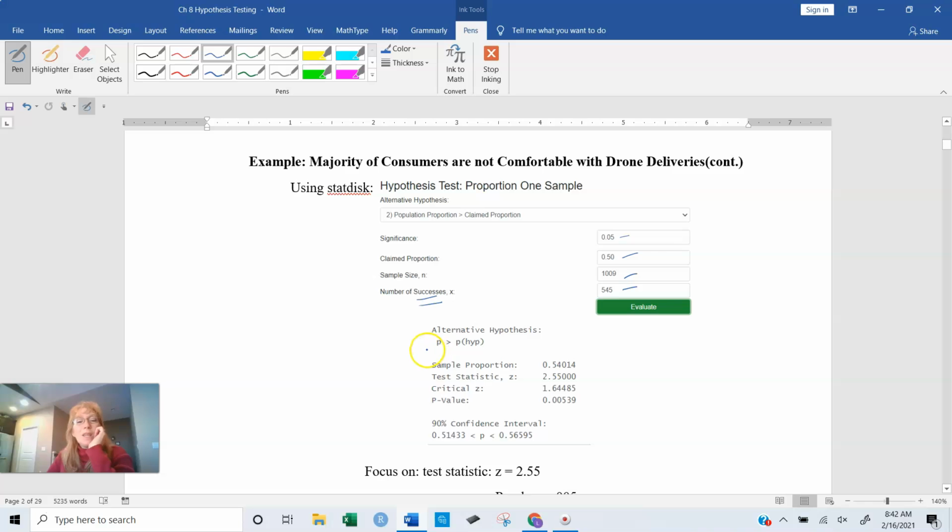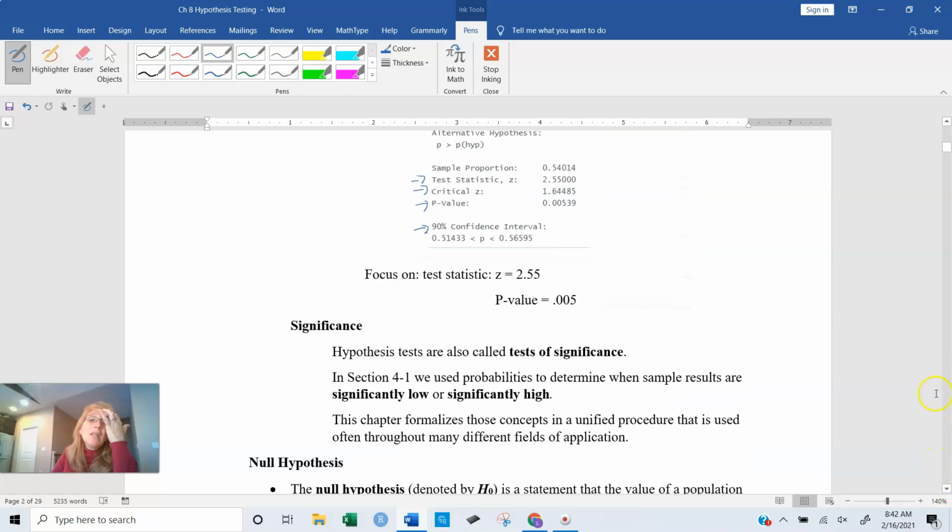Okay, now when we type this in, we'll get a sample proportion, a test statistic, a critical z, a p-value, and a confidence interval. We will be using all of these for testing because each one of these will give us a different, well, actually most of the time the same result, a few times different, but they tell us if we are correct or false. Okay, we're going to focus on the test statistic this time. So my test statistic, it's hard to say, is 2.5500. My p-value right here is 0.0539. Okay, both of those are going to be good indicators if we're true or false.